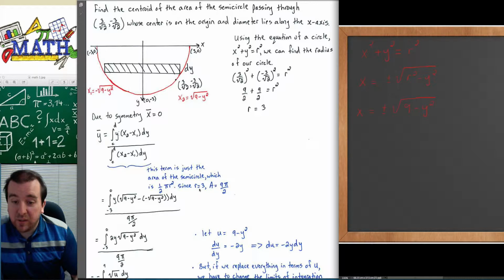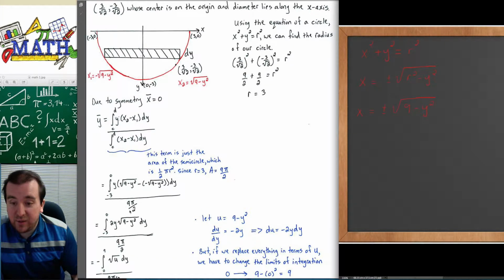In our case, since r is 3, then half of pi times 3 squared is 9 pi over 2, and that's what we get for the bottom here. So we don't need to evaluate the integral here because we know what this is.